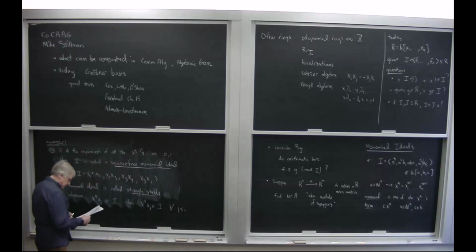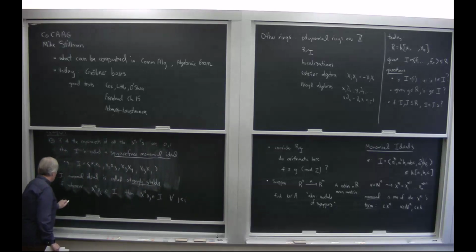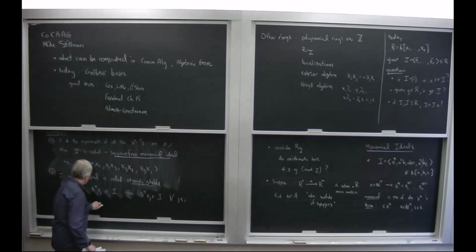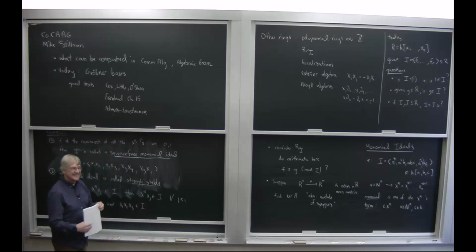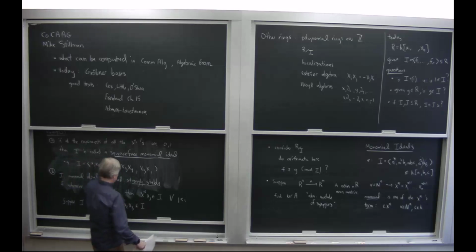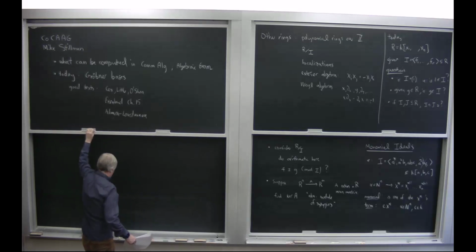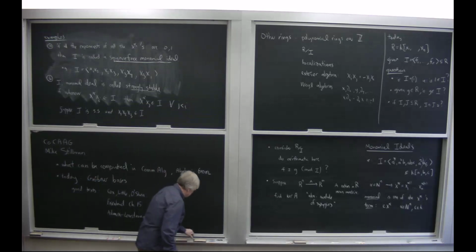Okay. So for instance, suppose I is strongly stable, and x1, x2, x3 is in I. What other monomials are in there? Think about it for a second while I erase this board.